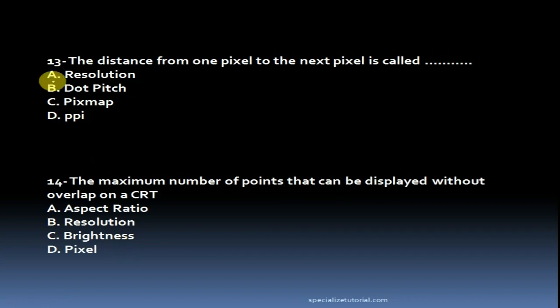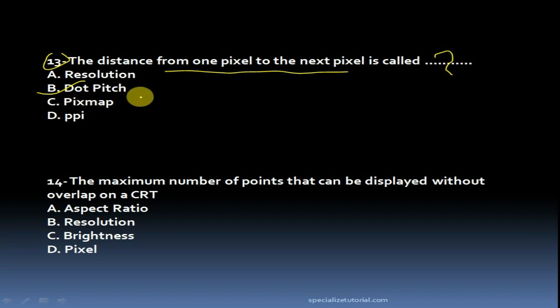Take the next question, question number 13. The distance from one pixel to the next pixel is called what? Resolution, dot pitch, pixmap or PPI. So this is basically dot pitch. The distance from one pixel to the next pixel is the dot pitch.